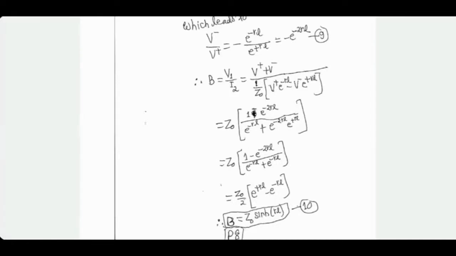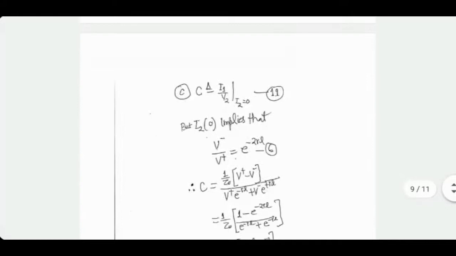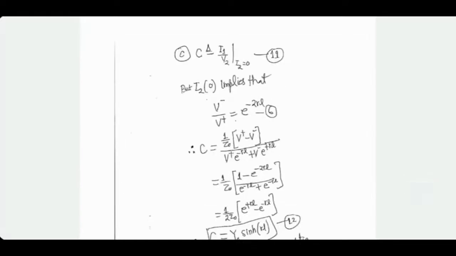The value of B that I got is Z naught sine hyperbolic gamma L. In a similar manner, I went for C and D as well. When I2 is 0 for C, that gives me V minus divided by V plus equal to e to the power minus 2 gamma L. You can check it out.